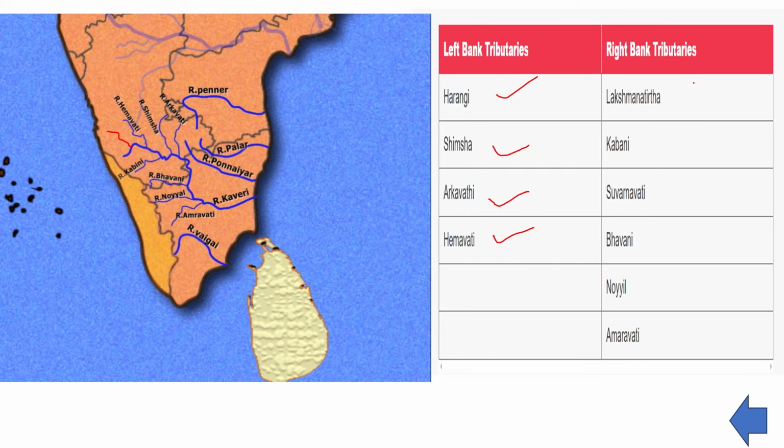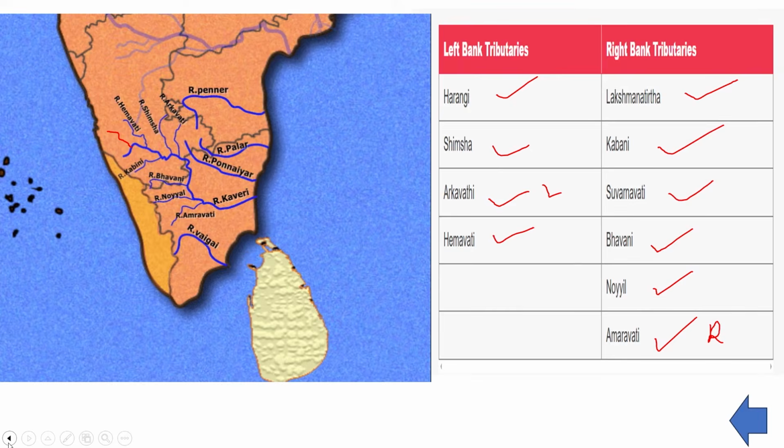We start with Lakshman Tirtha river, followed by Kabini, Suvarnavati. Then we have Bhavani in Tamil Nadu, Noil, and Amaravati. So you see, Arkavati is the left bank tributary, whereas Amaravati is the right bank tributary of river Kaveri. Bhavani, Noil, and Amravati are tributaries that join Kaveri river in the state of Tamil Nadu.